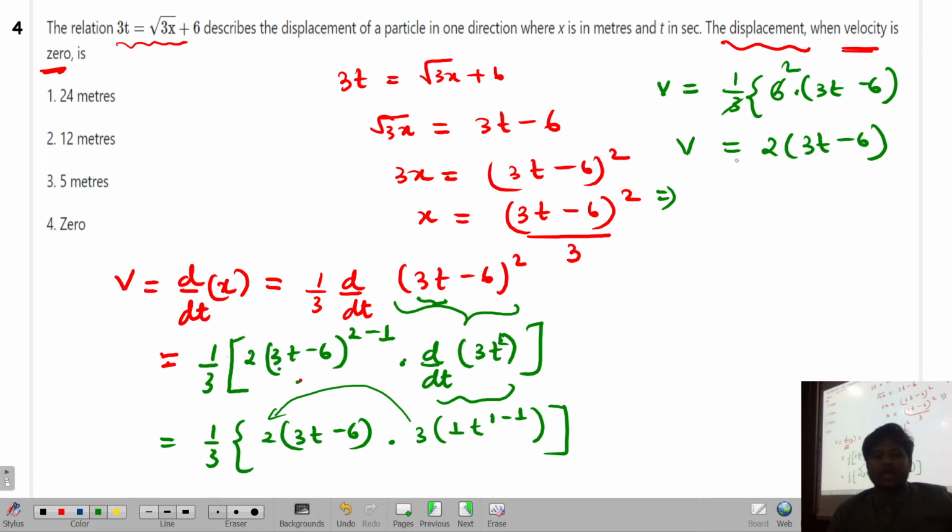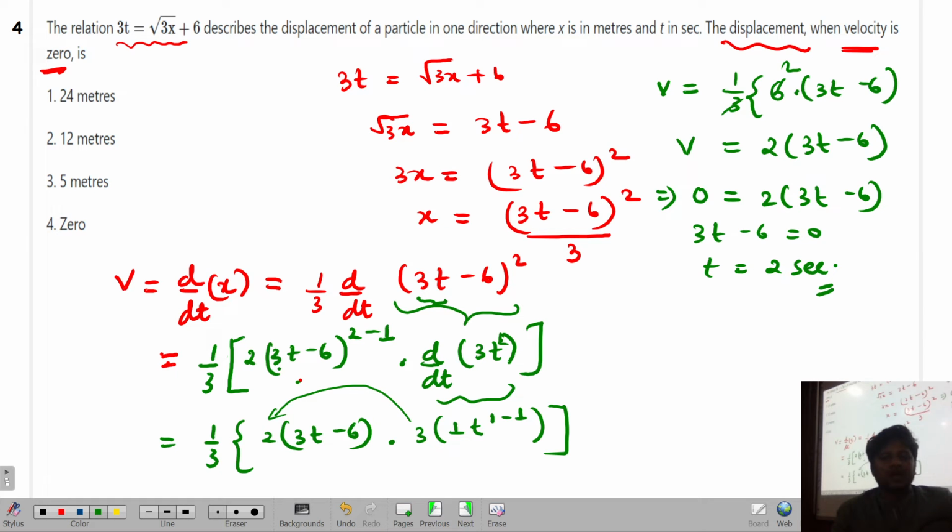Now look over here. As you got the velocity equation, it is asked for the displacement when the velocity is 0. Put it equal to 0: 2 into 3t minus 6. What do I get? It will be 3t minus 6 is equal to 0. T is equal to 6 by 3, which is equal to 2 seconds. So after 2 seconds, what is happening? The velocity of the particle is 0.